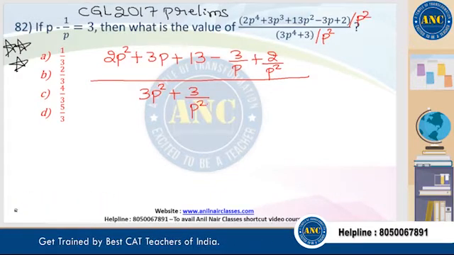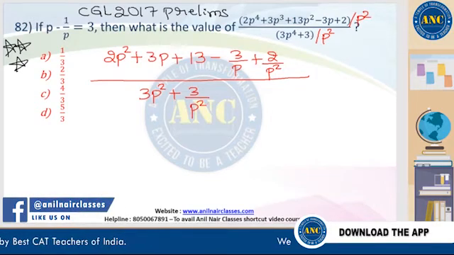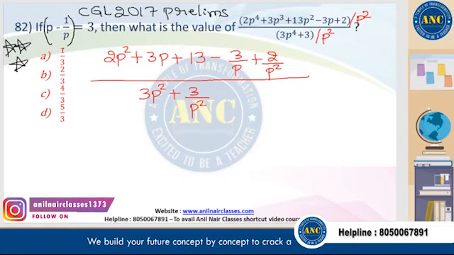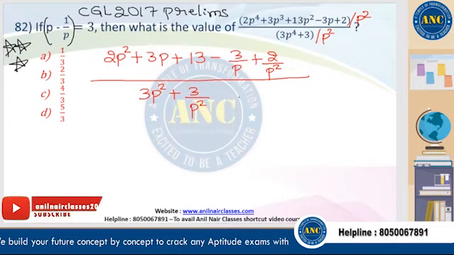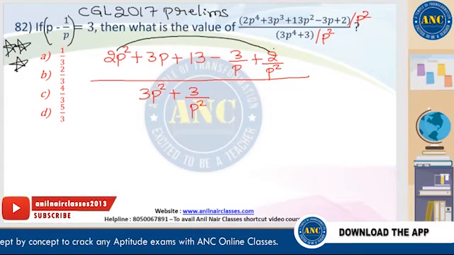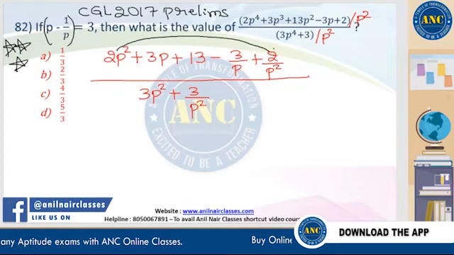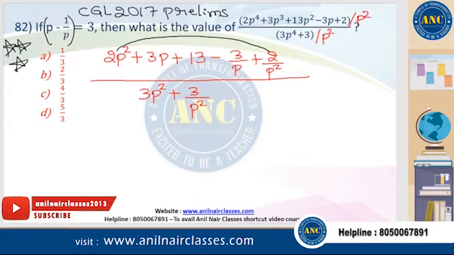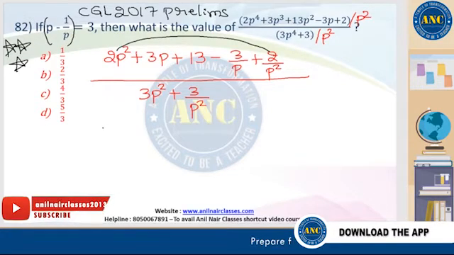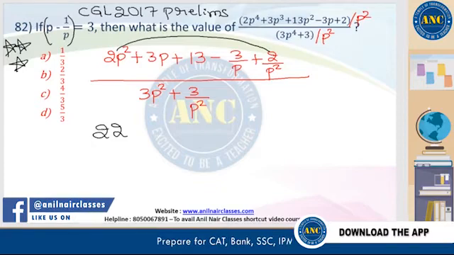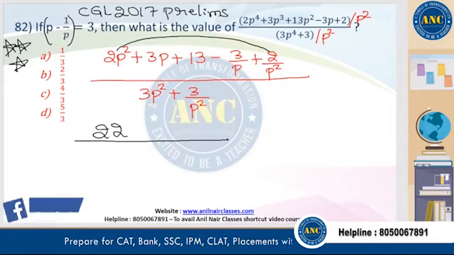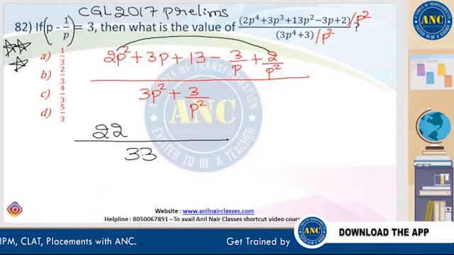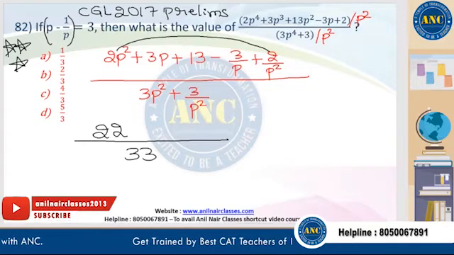That means it is exactly similar to, I think, the 78th and 79th questions, if I am not wrong. I know the value of p minus 1 by p as 3. When I know p minus 1 by p as 3, p square plus 1 by p square is nothing but 3 square plus 2, which is 11. But it is 2p square plus 2 by p square, so it is 2 into 11, which is 22. Numerator is 22. Here also it is 3 into p square plus 1 by p square, 3 into that is 33. That means the denominator should be 33.